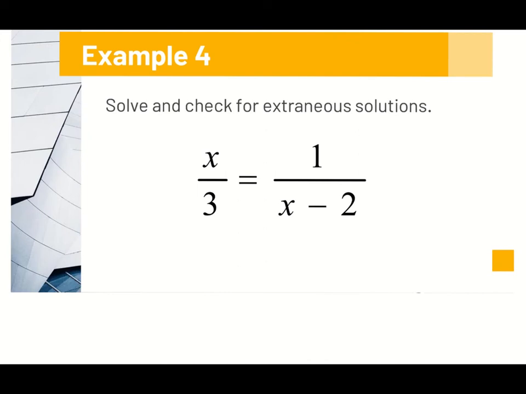We have 2 more examples left. I'd like you to try this one on your own. So example 4, solve and check for extraneous solutions. So find your domain restriction and then go through and solve by cross multiplying to figure out what X is. Make sure to check to see if it's extraneous or not. Remember, if something's extraneous and you only have one solution, it's no solution. So go ahead and pause the video, try this one, and then hit play to check your answer.